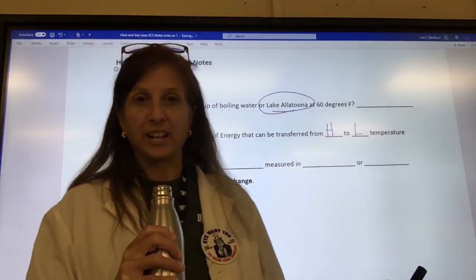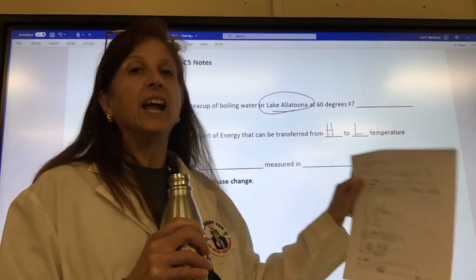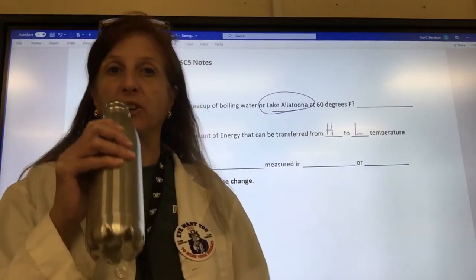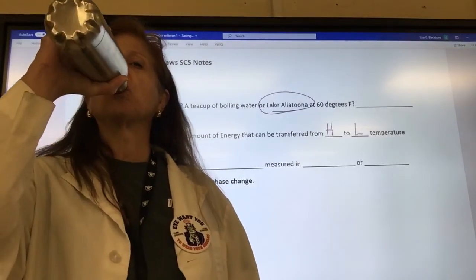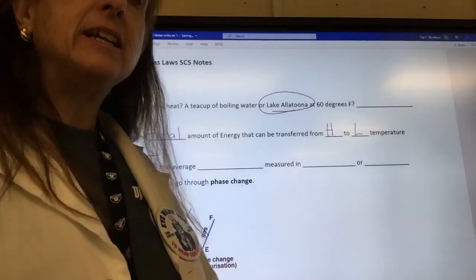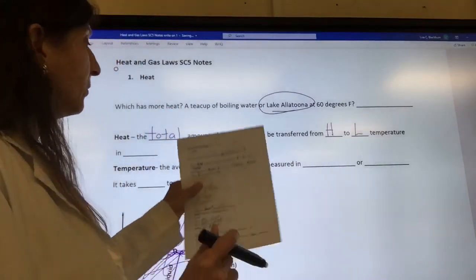This is where the confusion comes in, is there is a relationship between temperature and heat. Heat flows from areas of high temperature to areas of low temperature. But temperature is not heat. Temperature is the average kinetic energy, but we're not there yet.